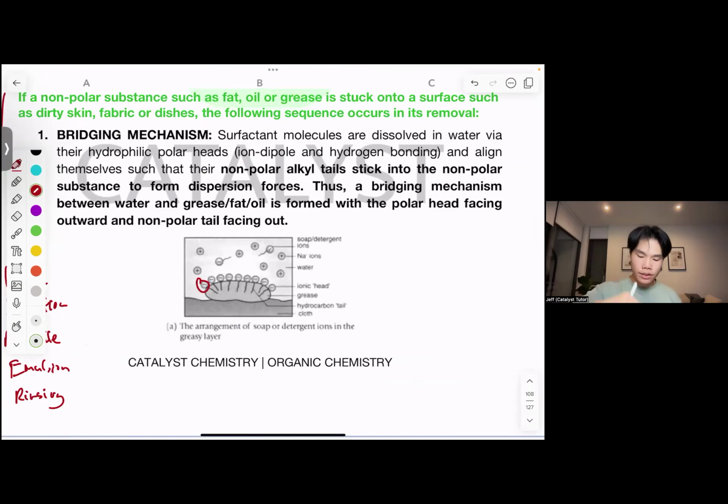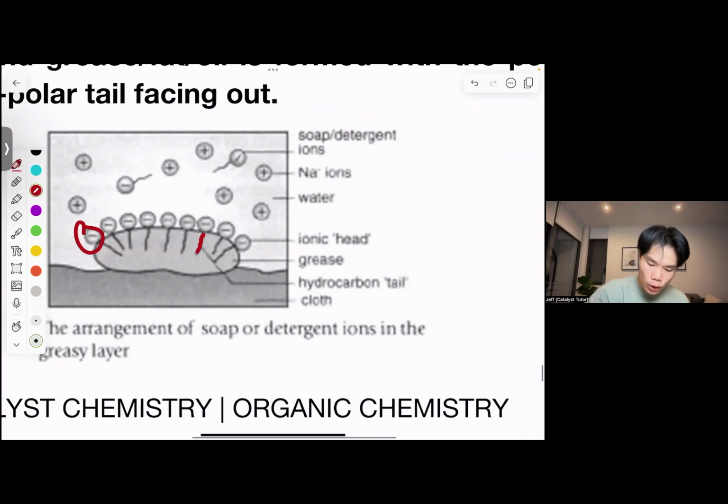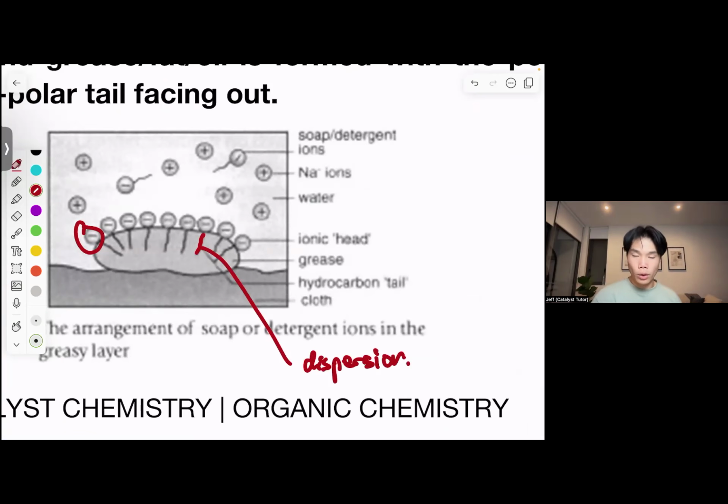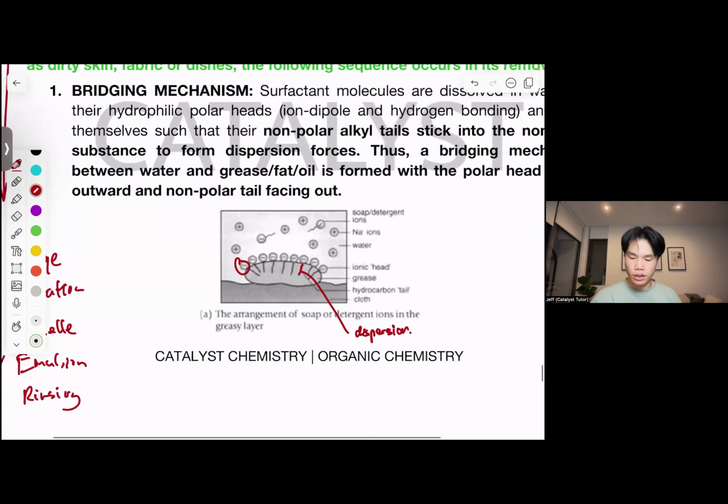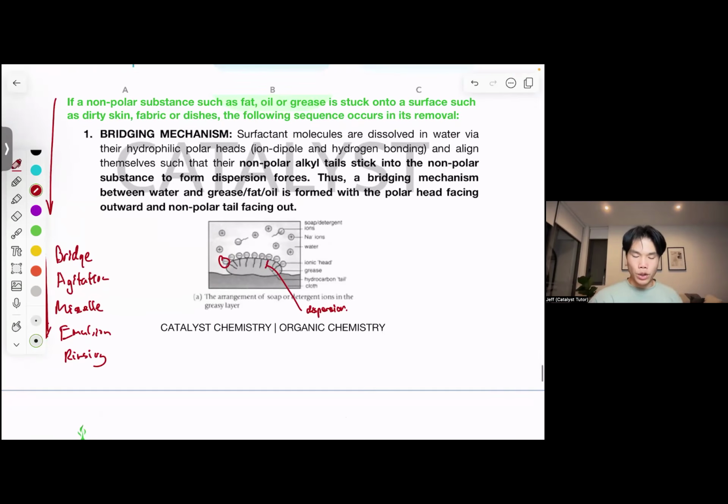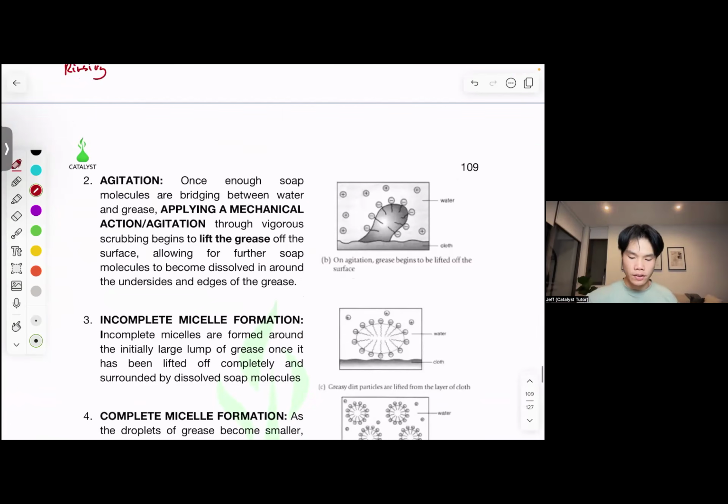On the other end of things, the non-polar tail dissolves into the grease, and that will form dispersion force with the grease. Because it's non-polar, the grease is non-polar, you'll have an equal exchange of energy, dispersion force forms. And so you have a bridging mechanism. You'll draw a diagram like this, and you move on to agitation.